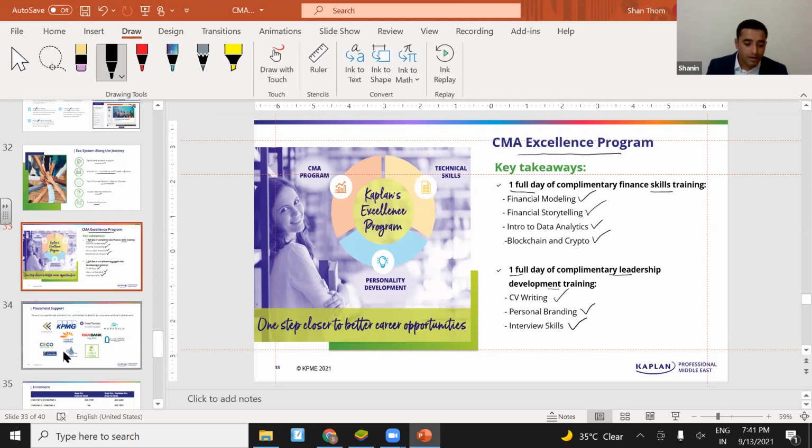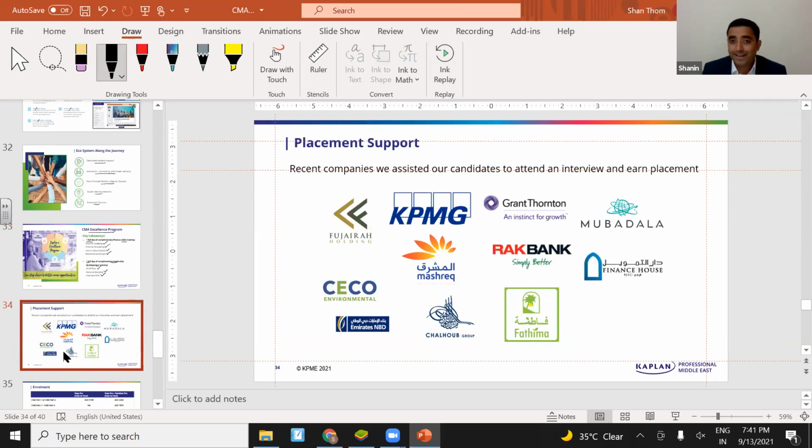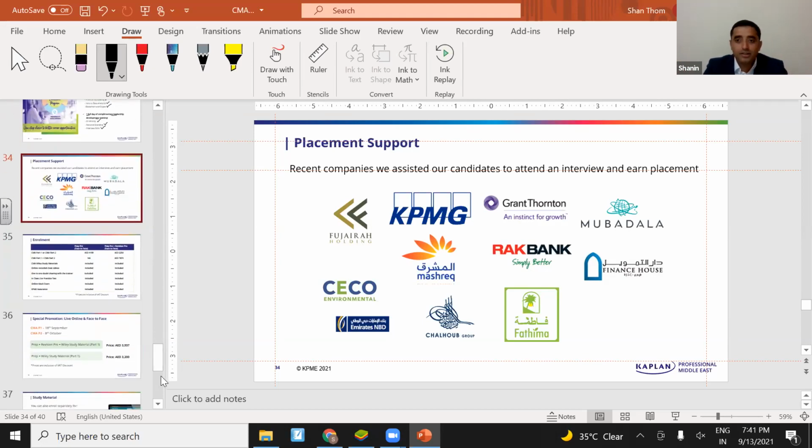In addition to this, we have also provided placement support. Placement support is not what Kaplan is about. We are into training, but a lot of employers have reached out to us in the past asking for candidates, as they need a few people who have cleared CMA. All we do is post a message on the WhatsApp group, and interested candidates have applied and got into some of these roles. So these are some companies who have hired students from Kaplan.